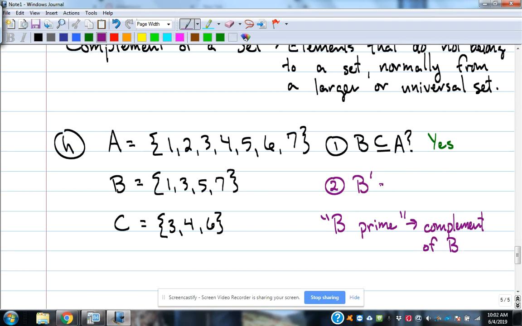The complement of B would be, since B is a subset of A, all of the parts that are in A that are not in B. So that would be 2, 4, and 6. The elements that are in A that are not in B is B complement. B prime, B complement, mean the same thing, okay?